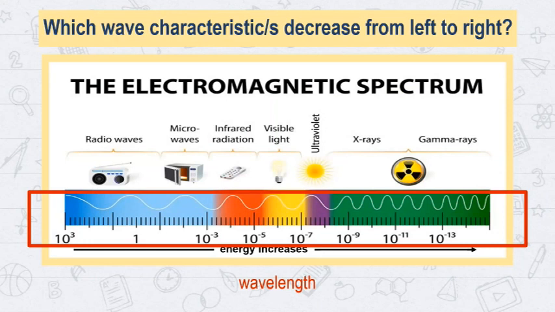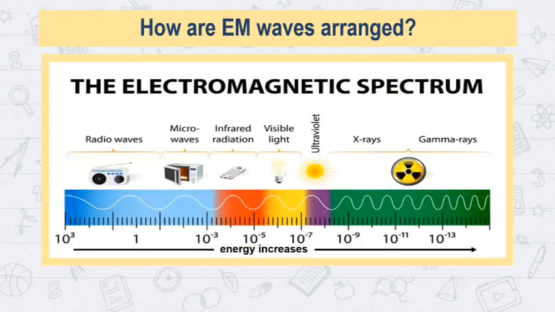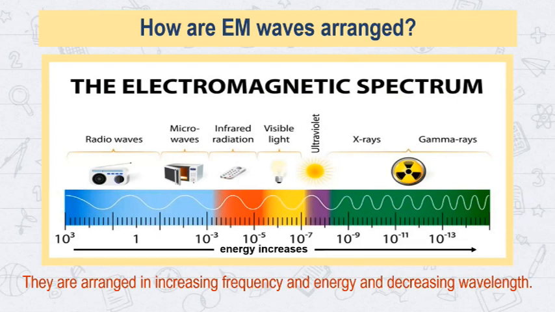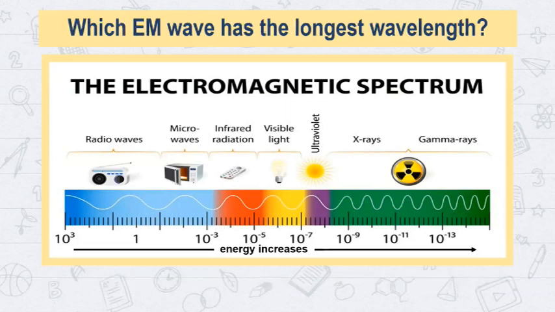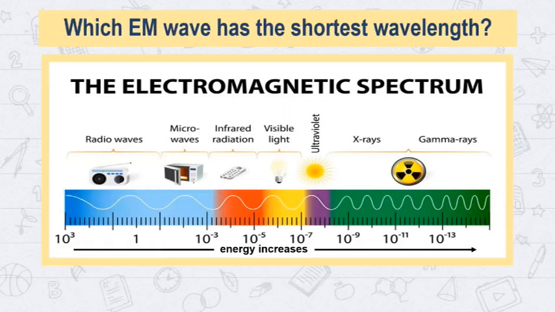Notice that the wavelength of gamma rays is much shorter than the wavelength of radio waves. With this in mind, how are electromagnetic waves arranged? Wonderful! They are arranged in increasing frequency and energy and decreasing wavelength. Which EM wave has the longest wavelength? Radio waves. How about the shortest wavelength? Correct. Look how much shorter gamma rays wavelength is compared to the other electromagnetic waves.